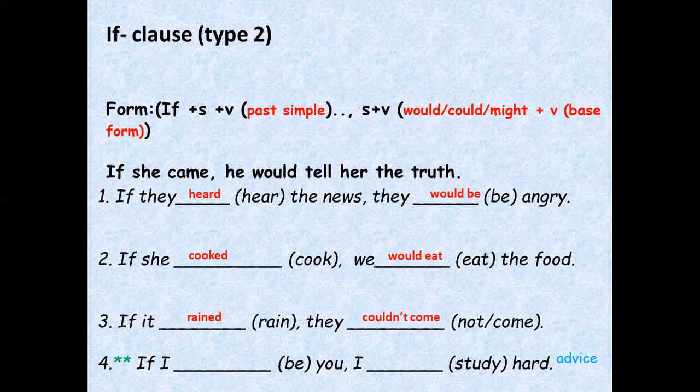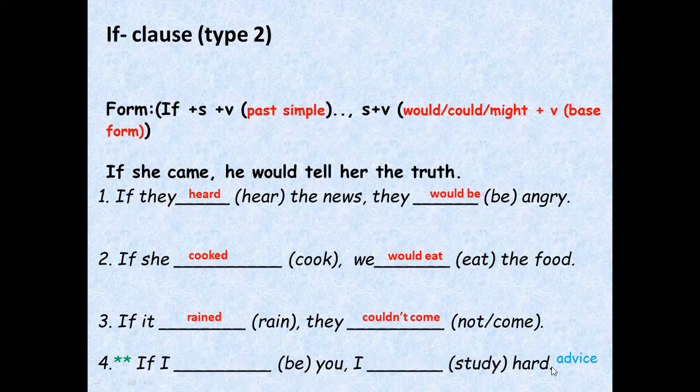Look at it. If I be you, I study hard. How would you do it? You will say, okay, we need the past simple form of be, and with I, it is was, right? The past forms of be are was or were. With I, we always use was, I was. We don't say I were, right? And in the second part, it's easy. We put here would plus study, and this would make advice.